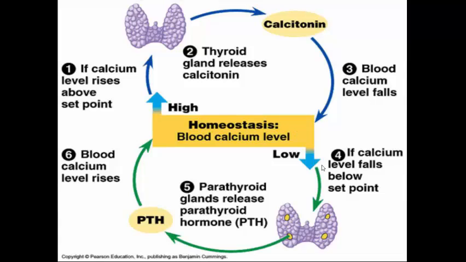If it gets too low, the parathyroids, these four in yellow, will kick in and secrete PTH, and that will raise blood calcium back to normal levels. This is an ongoing issue. You don't want blood calcium to get too high or too low. You want to keep it as stable as you can.